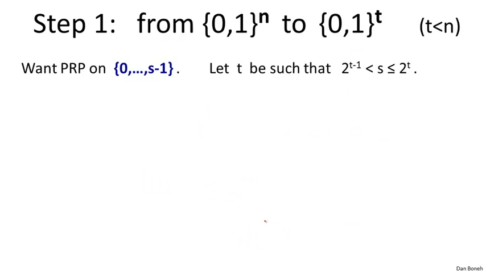The first thing we do is we shrink our PRF from the set {0,1}^n, say {0,1}^128 in the case of AES, to {0,1}^t, where t is the closest power of 2 to the value s. So say s is some crazy number around 2^41, t would basically be 42, because that's the closest power of 2 that's just above the value of s.